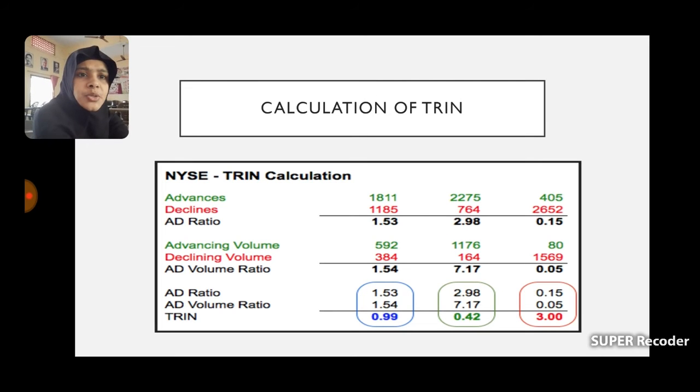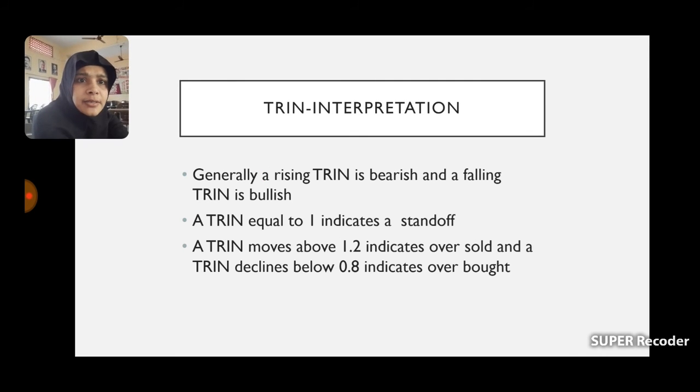Here in the second situation, TRIN is equal to 0.42. So it is below 0.8. So it indicates an overbought situation. Overbought means demand is more, price is high. So we will sell the security.